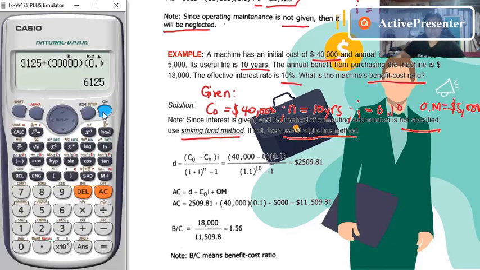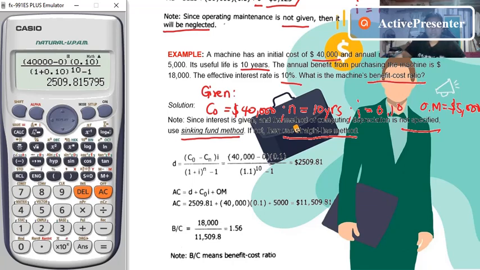Since all the data are given, we have 40,000 minus CN, which is not given in the problem, multiplied by our interest of 0.10, divided by 1 plus 0.10 raised to the number of years, 10 years, minus 1. So our depreciation will be 2,509.81 US dollar. Since we have the depreciation, we can now solve the annual cost.